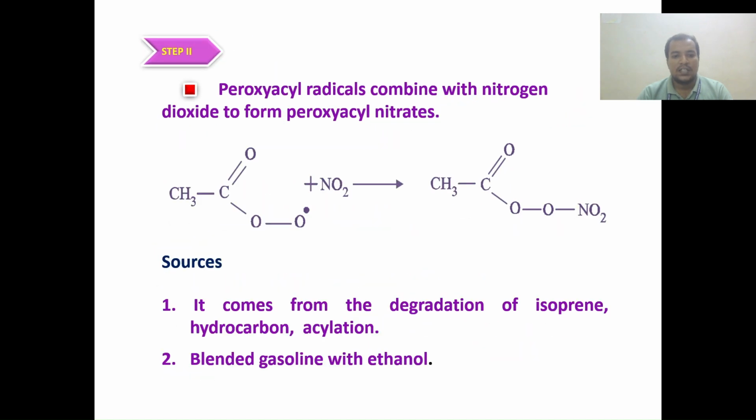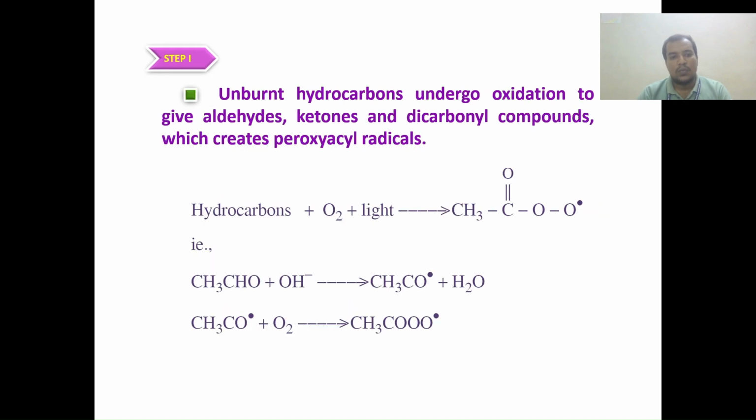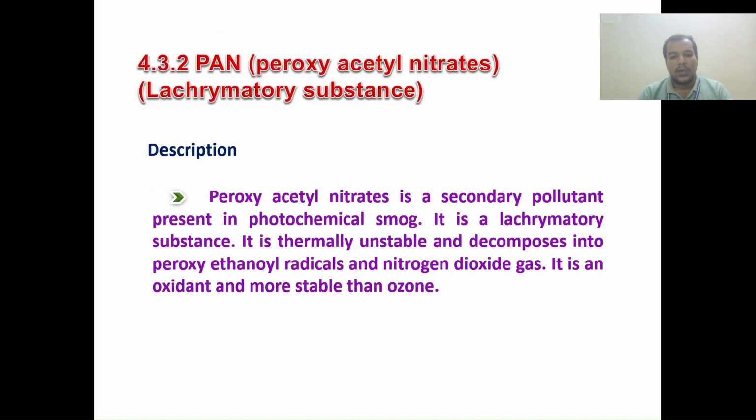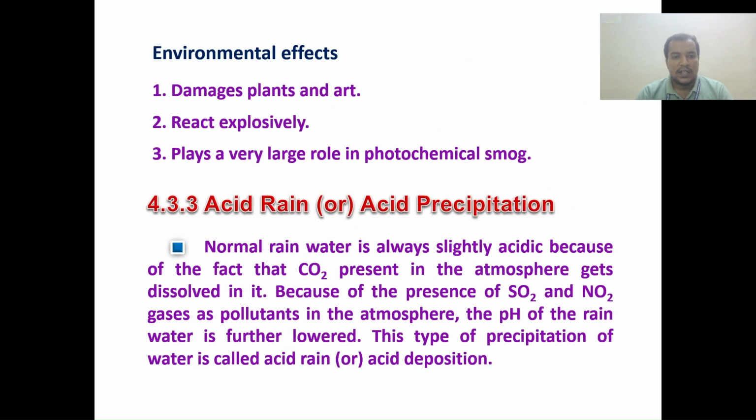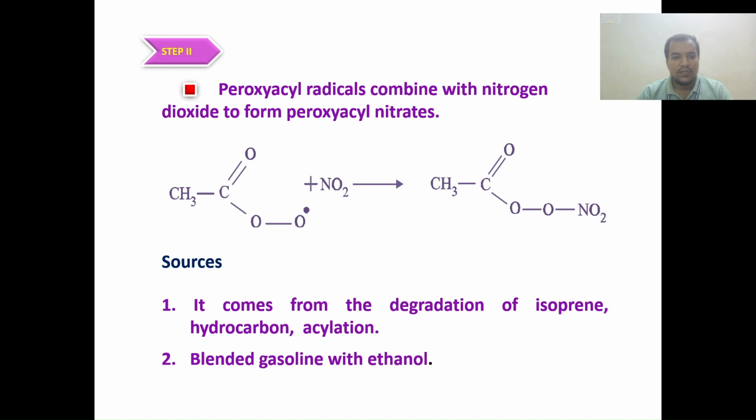And step 2 is that peroxyacyl radicals combine with nitrogen dioxide to form peroxyacyl nitrates. So these are the main factors in the production of peroxyacyl acetyl nitrates. Now, the sources of PAN: it comes from the degradation of isoprene and phytocarbon acylation, and from gasoline blended with ethanol.